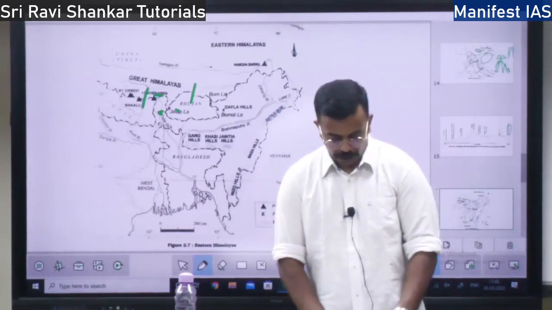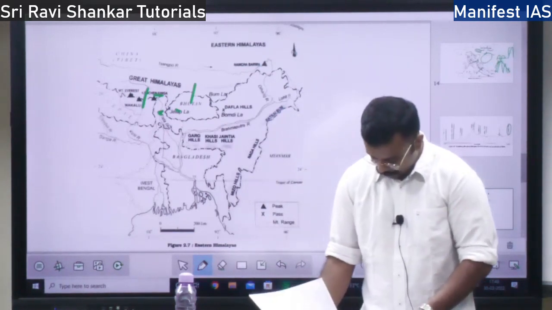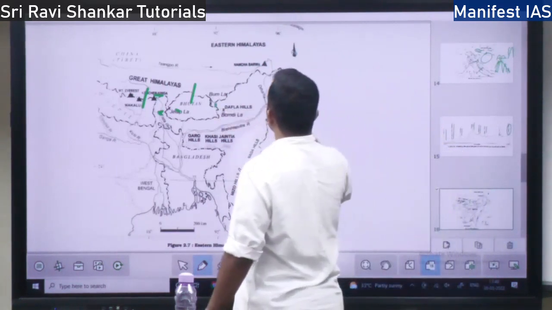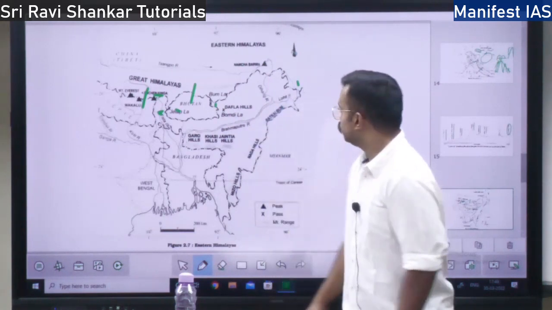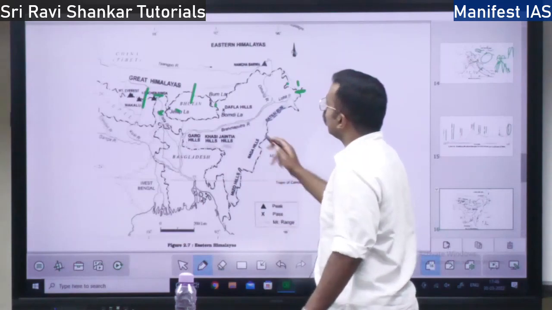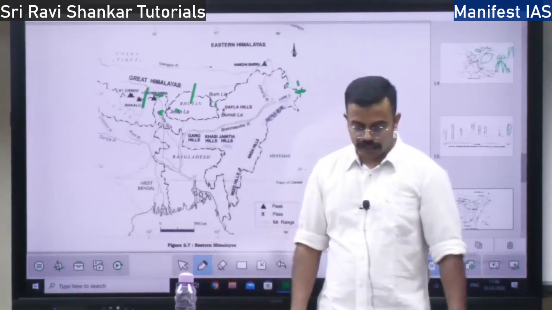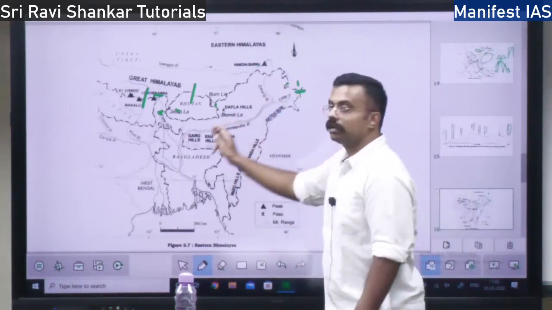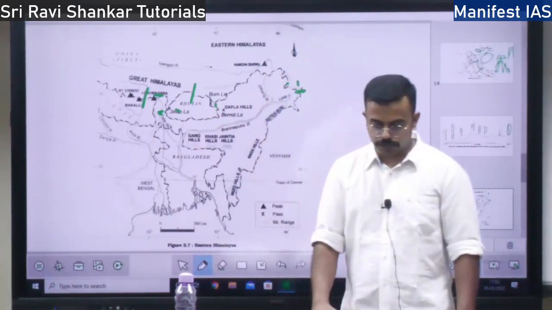So next we will talk about the Arunachal Himalayas. When we talk about the Arunachal Himalayas, it goes from Bhutan to Namcha Barwa. Dipu Pass is somewhere here, right? And from Bhutan, from here to here is the Arunachal Himalayas. So in which direction is it? The direction is southwest to northeast.